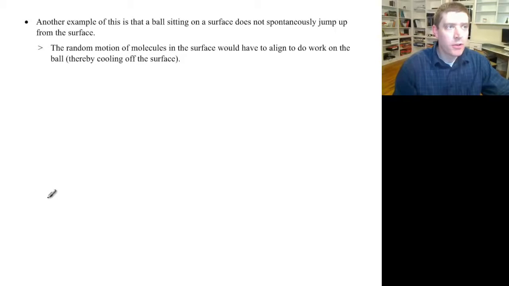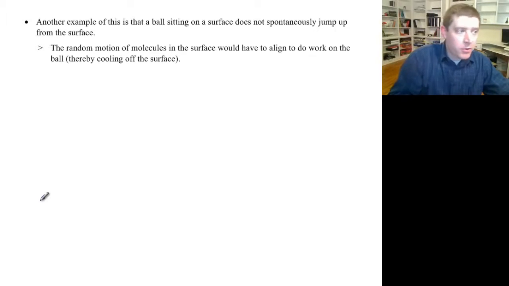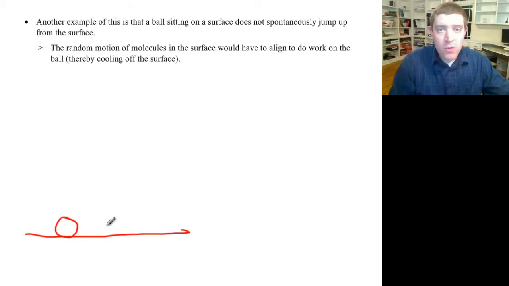Another example of this is that a ball sitting on a surface doesn't just spontaneously jump up from the surface. If we have some surface and some ball sitting on it, and we observe that ball over a period of time, the molecules in the ball are moving around randomly, and the molecules in the surface are moving around randomly. For the ball to jump up spontaneously off the surface, all the molecules in that ball have to have an upward kinetic energy component, right? Some upward motion to it. And that's just not going to happen randomly.